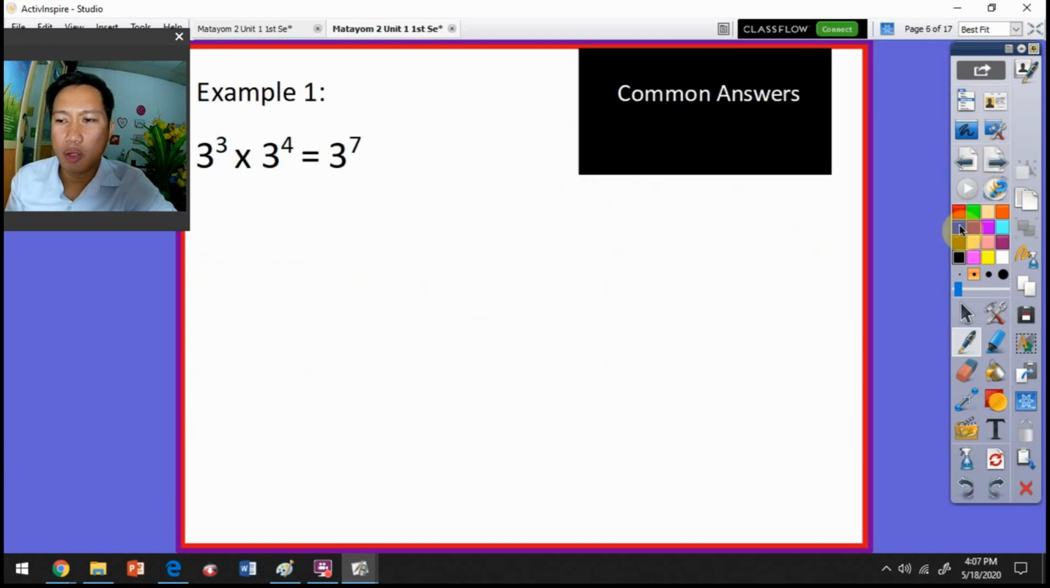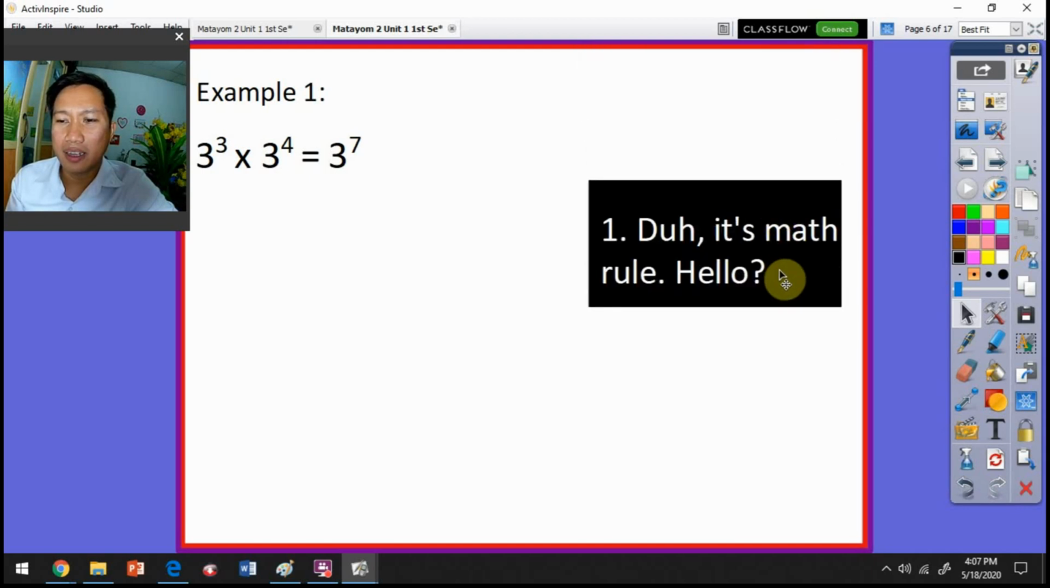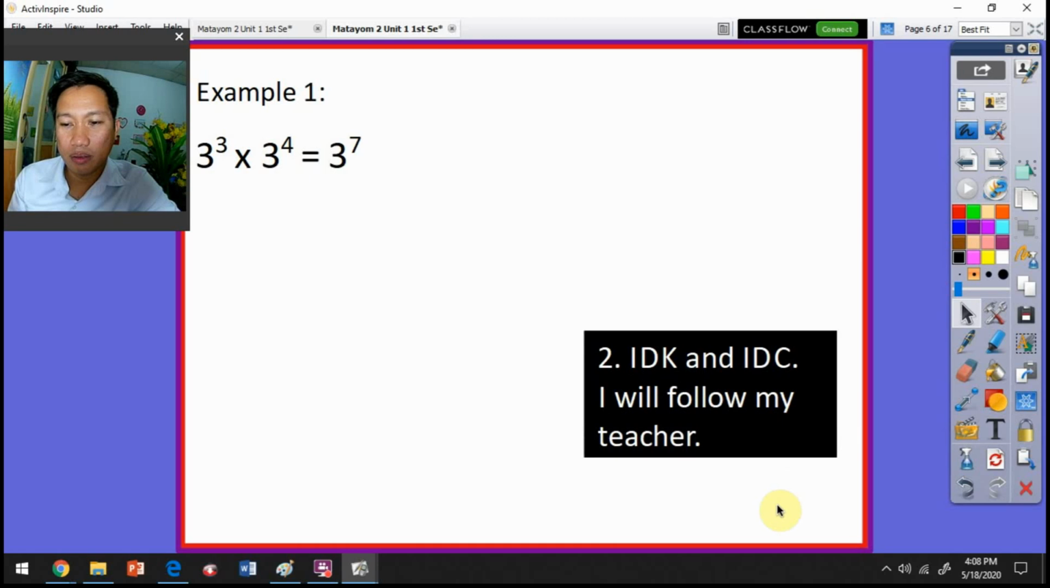Now let's look at some common answers. I've been teaching for more than 10 years, and these are the answers that I receive from most of my students. Number one: it's a math rule. Okay, I know, but why? And the second one: IDK and IDC.